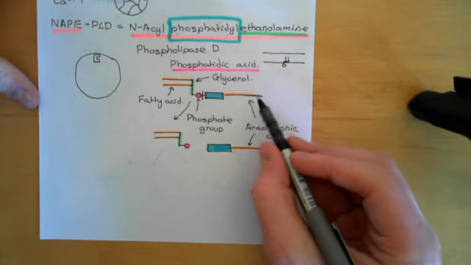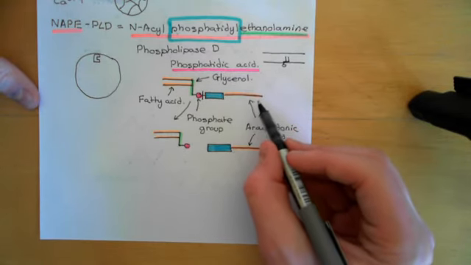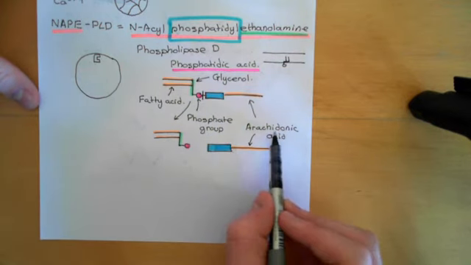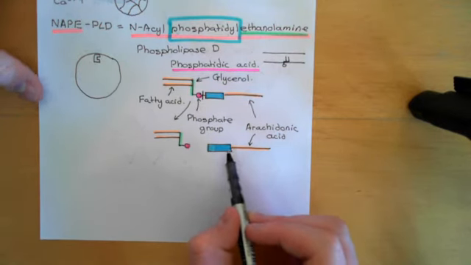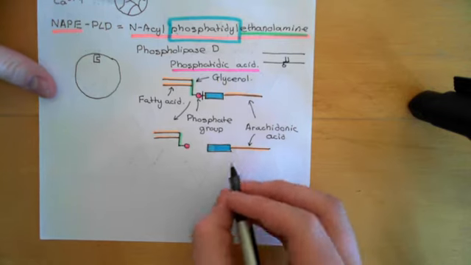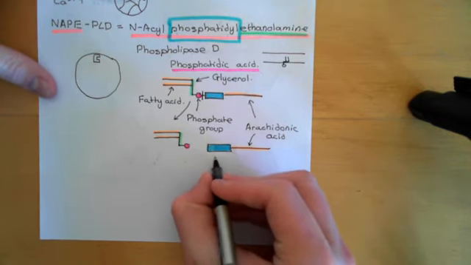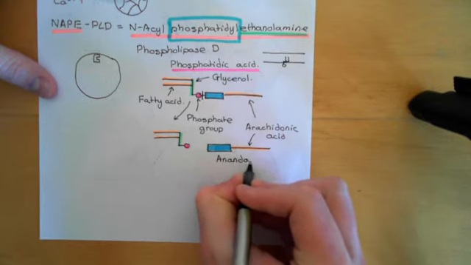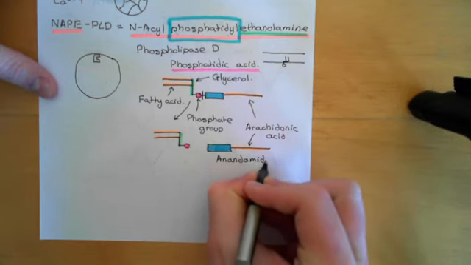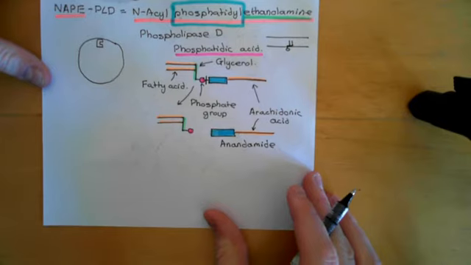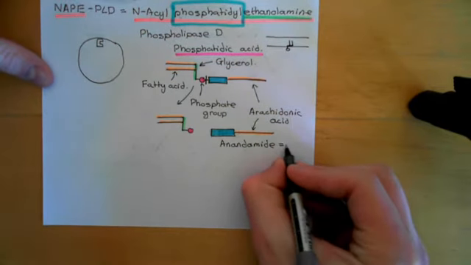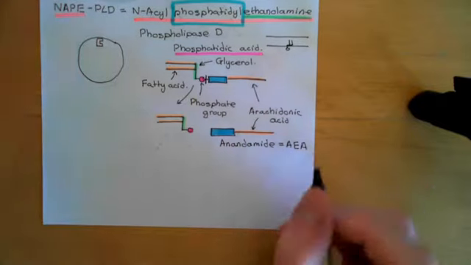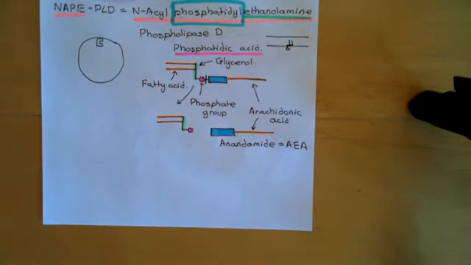Okay, and then when the N-acyl phosphatidyl ethanolamine phospholipase D cuts here, it's actually going to produce arachidonic acid attached to the amino group of the ethanolamine molecule, and we know what that is. We know that that is anandamide, the N-arachidonyl ethanolamine molecule. So this is anandamide, or AEA, arachidonyl ethanolamine.